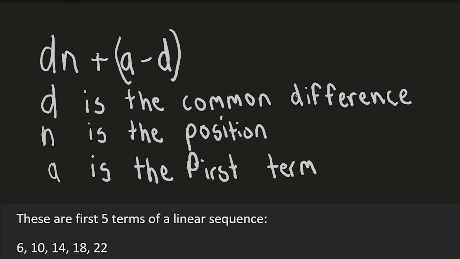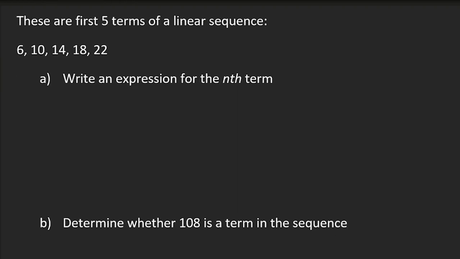So let's solve some questions. These are the first 5 terms of a linear sequence: 6, 10, 14, 18, and 22. Write an expression for the nth term. So first, we would write the general format. And then we need the d value and the a value.